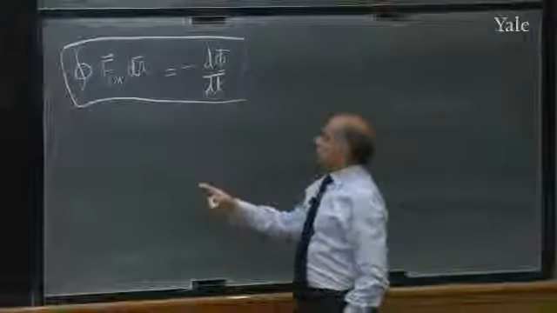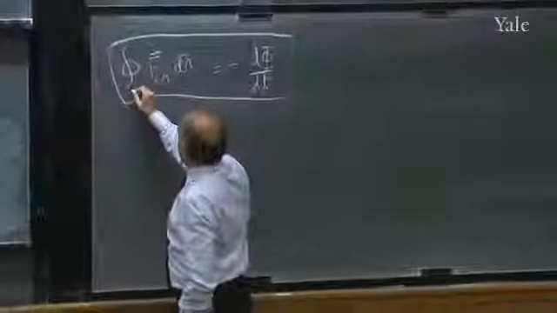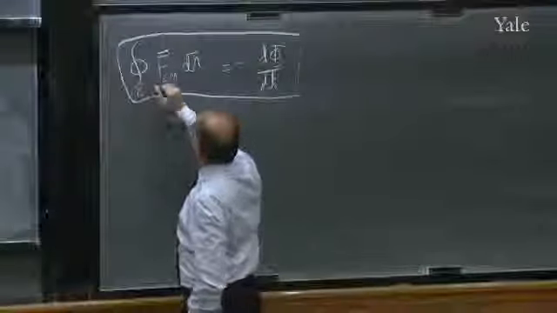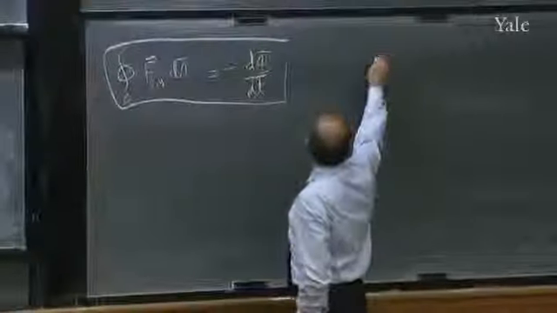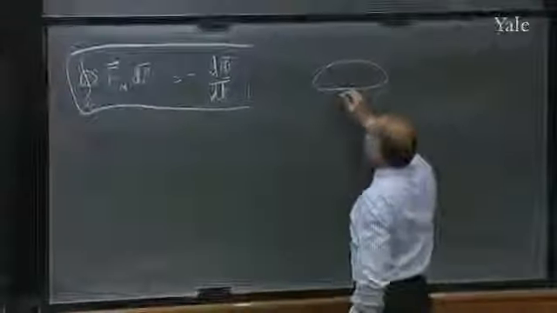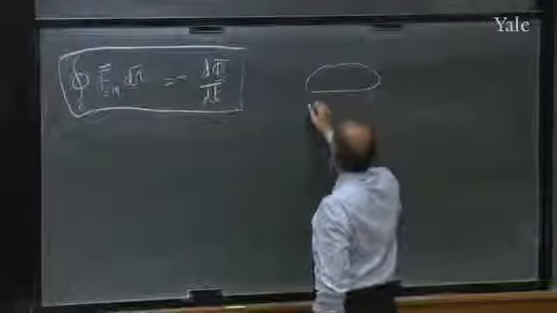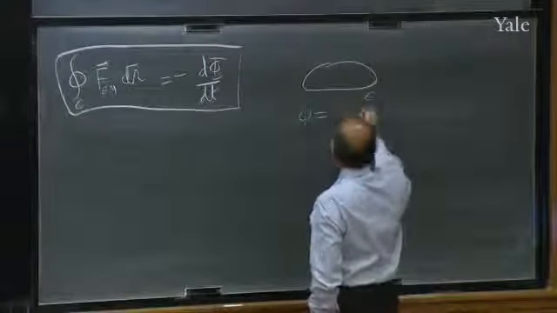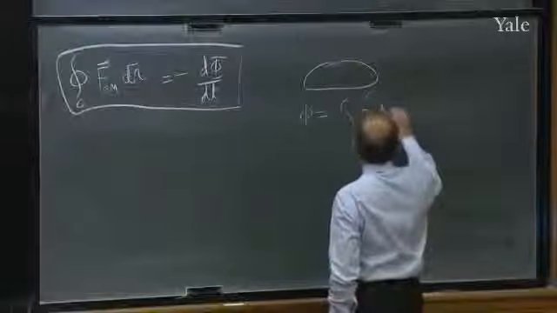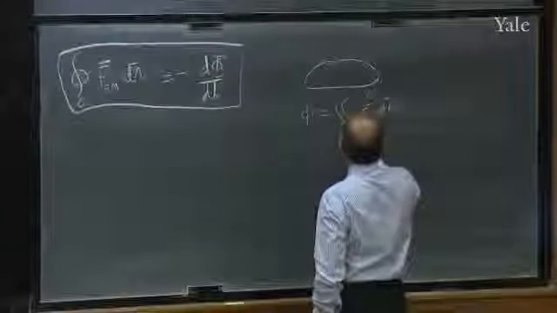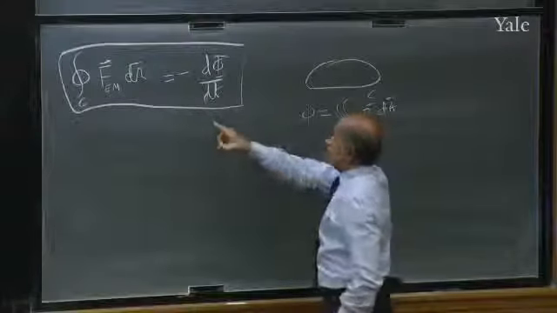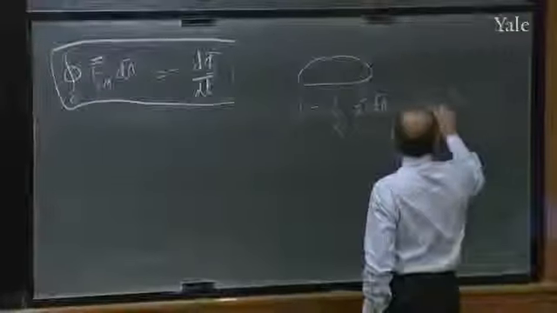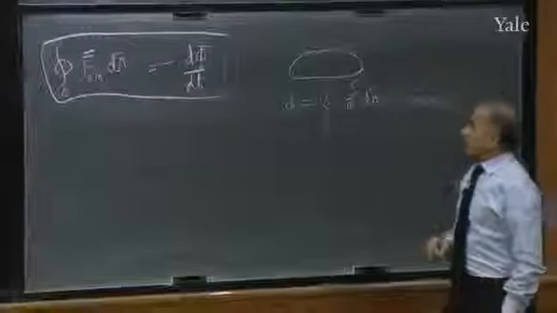So you take a loop, some contour C, and you define phi to be equal to the integral of the magnetic field on a surface whose boundary is this loop. That's called the magnetic flux.